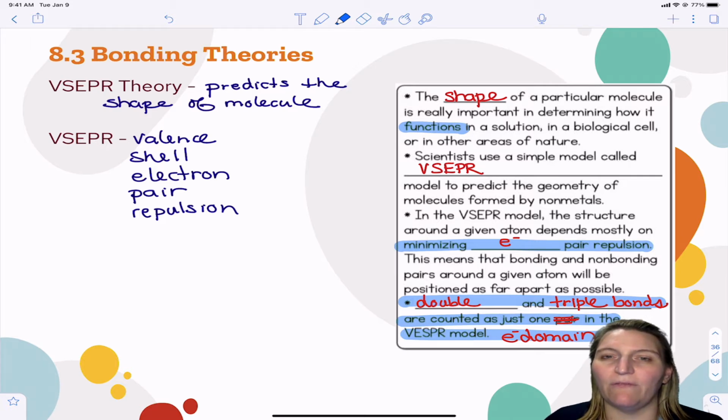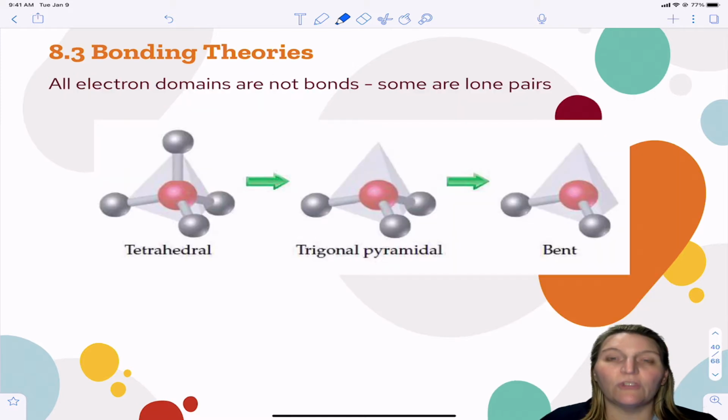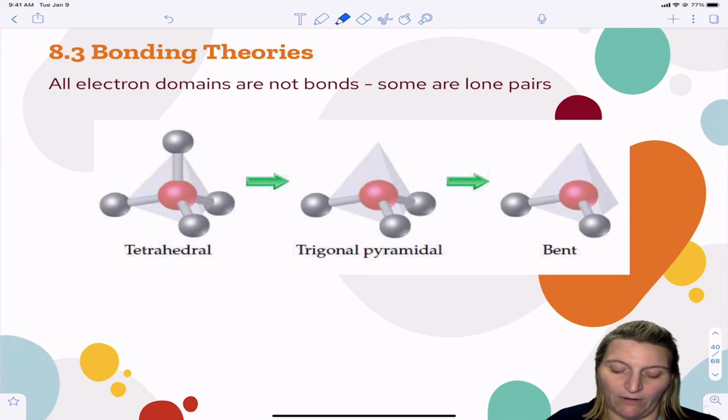Electron domain, think of the word domestic. We've talked about this before. It means, where do the electrons live? So these electron domains are double bonds, triple bonds, single bonds, but also they can be lone pairs.